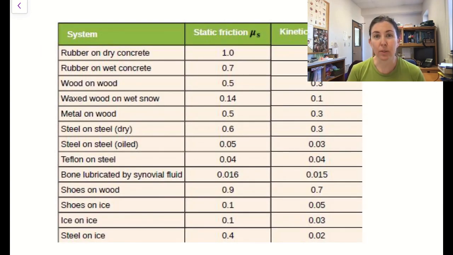This is just a coefficient table for different coefficients of friction for surfaces that are rubbing together, whether it's static friction or kinetic friction. Notice that the coefficient of static friction is always greater than the coefficient of kinetic friction. It is easier to keep the bonds of those two surfaces from forming than it is to break them at the beginning. So static friction is always bigger than kinetic friction, meaning that the coefficient is always bigger as well.